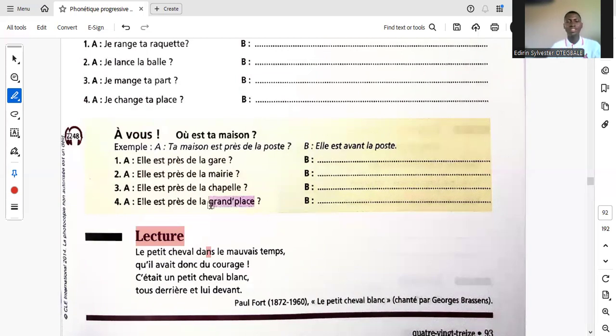So these are examples of ways you can see the phoneme in temps. You see it, of course, in devant.